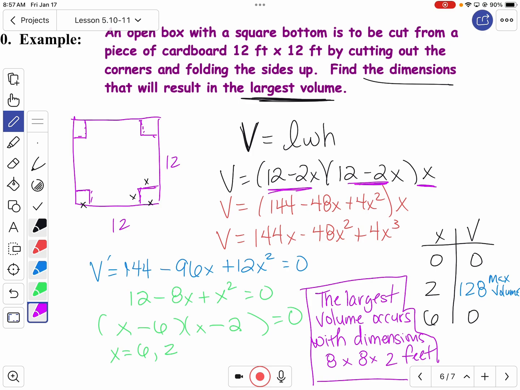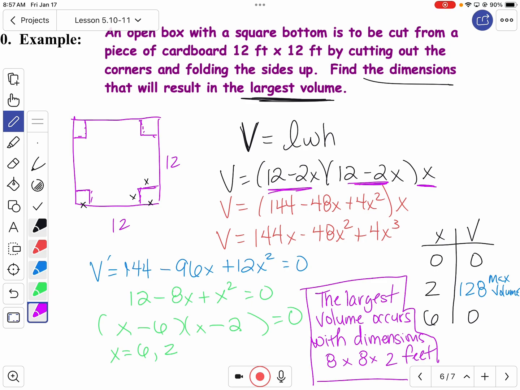How did I get those numbers? Okay, so X is the piece we're cutting out. If we want to be able to fold a box up, 0 would be the smallest thing I could cut out. The reason 6 is the largest thing we could cut out is, if we look at these dimensions, if I plugged a 6 in for X, that would give me a 0 for the side. If I did 12 minus 2 times 6, it's whatever's going to make that parentheses 0.